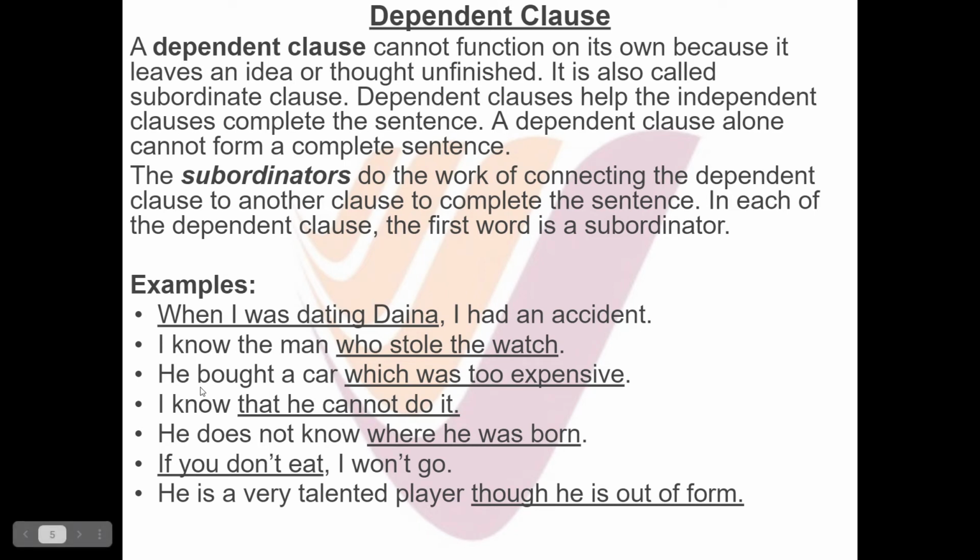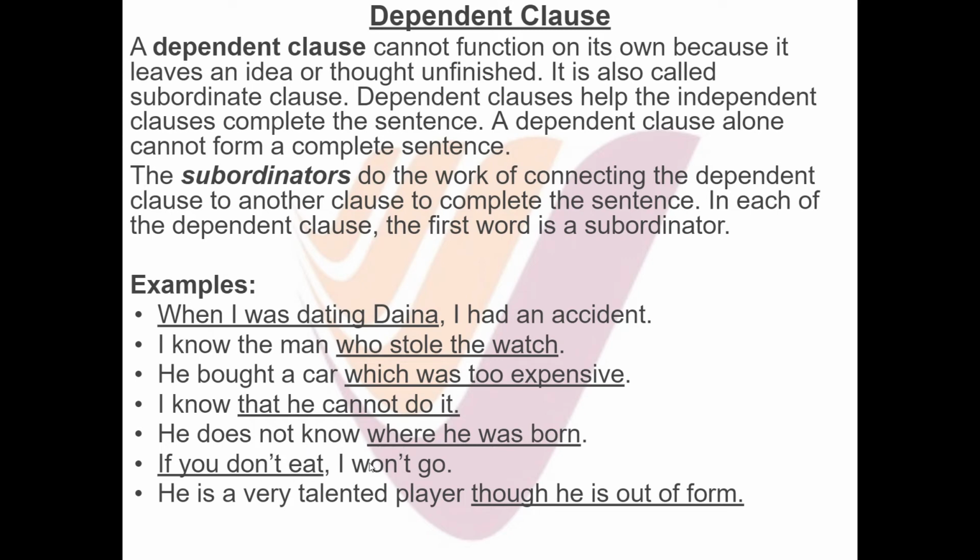No. He bought a car which was too expensive. "Which was too expensive." Does it have any meaning? No. I know that he cannot do it. "That he cannot do it." Doesn't make any sentence. It leaves an unfinished thought. Here, he does not know where he was born.